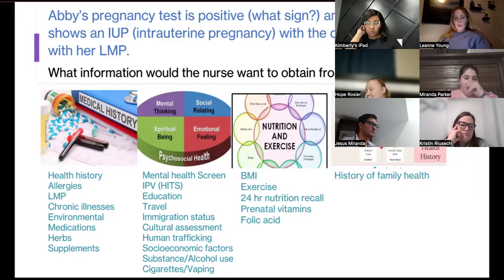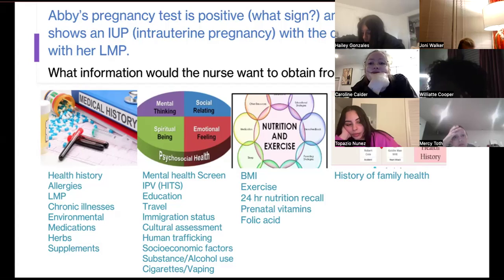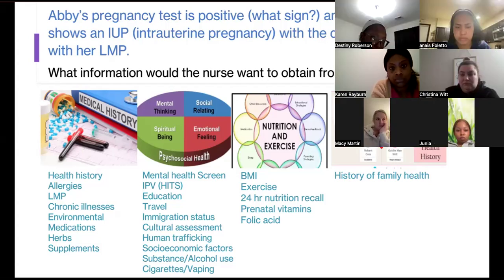Education, like I said, is she planning to continue in school? What is her education level? What are her plans for that? If she's planning on traveling, where is she going to go? Because if she's going somewhere that requires specific immunizations, she may or may not be able to get them while she's traveling because of the pregnancy. Okay.